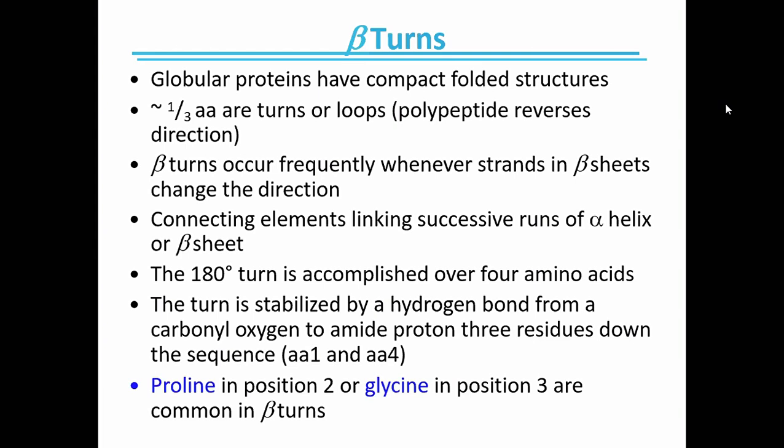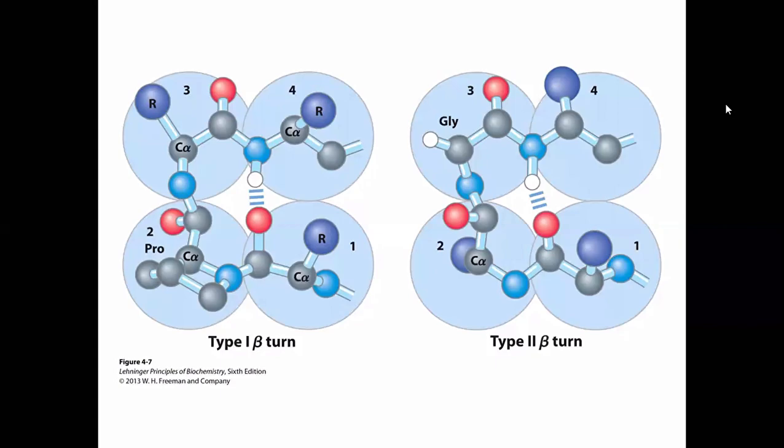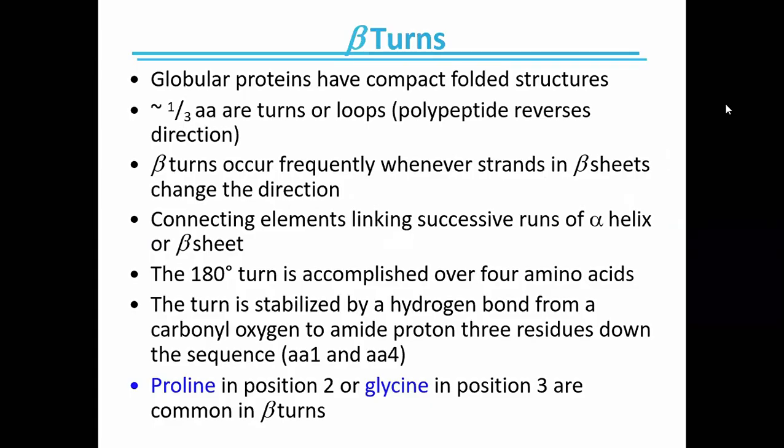And at position number 2, mostly they have proline, because you saw proline before. Proline can undergo a transformation from cis to trans. I don't know whether I showed it to you. I think it's in the next slide. So in position number 2 or 3, there is proline or glycine.